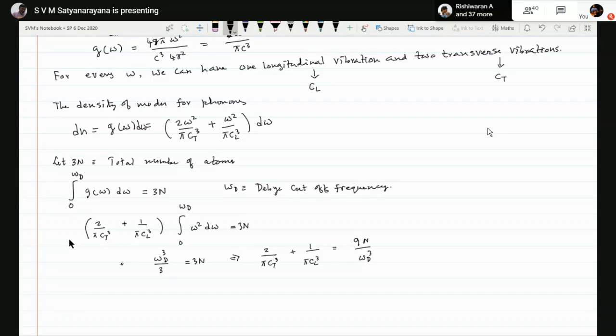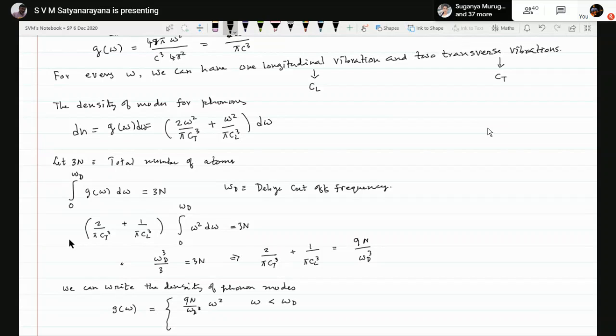We can write the density of phonon modes as g(ω) equal to 9N divided by ω_D³ into ω² for ω less than or equal to ω_D, and 0 for ω greater than ω_D. That means we have something like this.